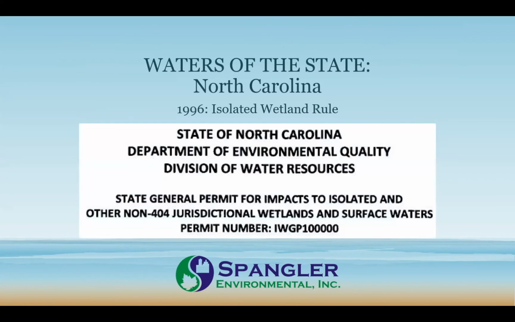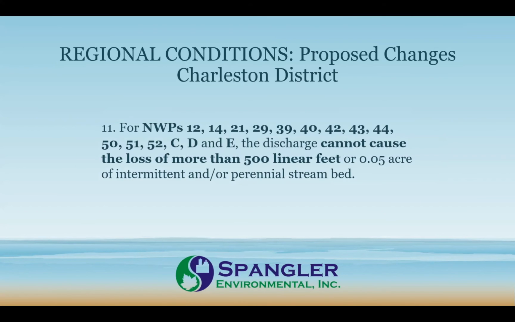The Charleston district had quite a number of other relatively minor changes. Their proposed regional conditions, I forgot the page numbers, but I think theirs were about 10 pages, and I think North Carolina's were about 20. So by and large, the volume of their regional conditions was smaller, as well as the changes.